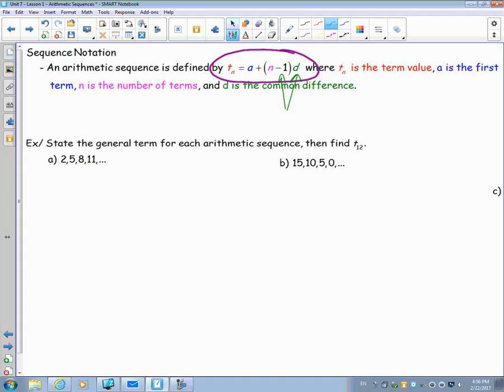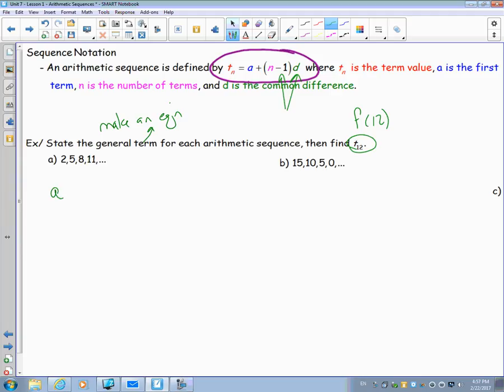Okay, so we're going to try one here. We're going to state the general term. That means make an equation for each arithmetic sequence, and then we're going to find T12. T12 stands for term 12, or if you will, you can think of this as f at 12, the 12th thing. What's happening when n is 12?